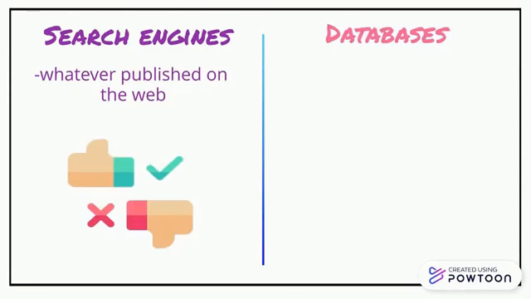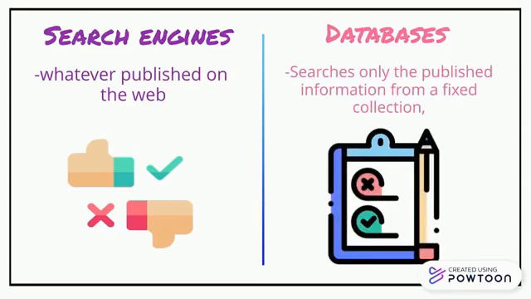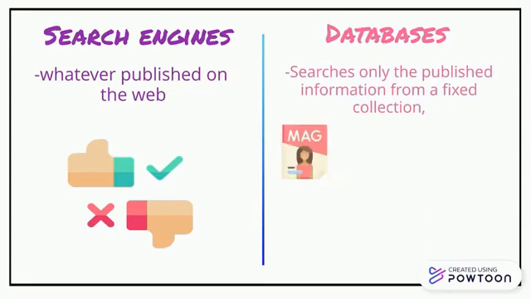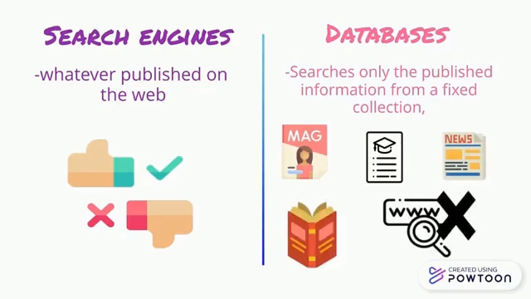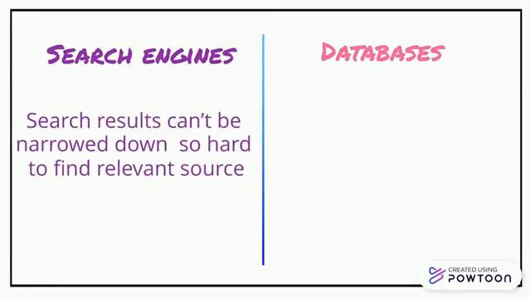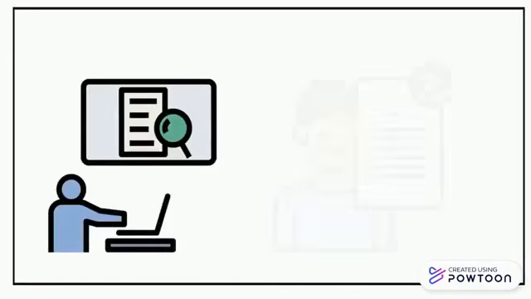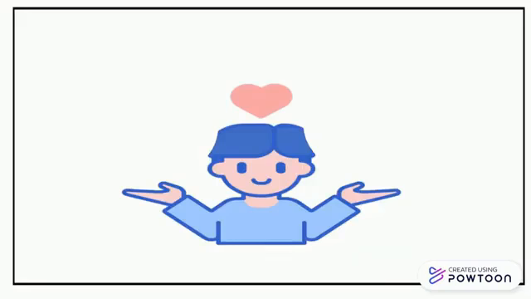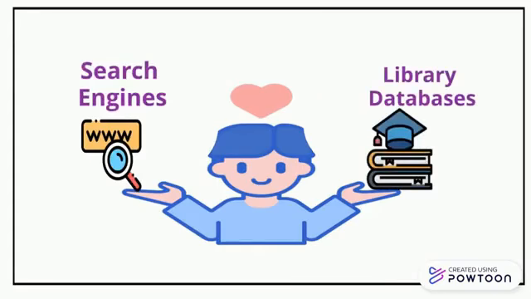On the other hand, databases search only the published information from a fixed collection, which is reviewed and updated regularly, and include magazines, scholarly articles, newspaper articles, and books, and do not include any kind of web page. So, most of the content is credible. Also, search results cannot be narrowed down in the case of search engines, so it is hard to find relevant information. But search results can be narrowed down or broadened using connectors and truncation in the case of databases. So, choosing either way depends upon the type of information you need. If you need data or information from websites, go with search engines, or if you need information from scholarly articles or journals, go with a database.